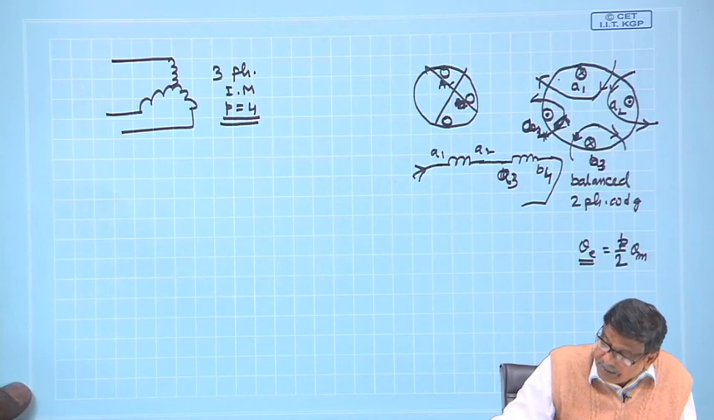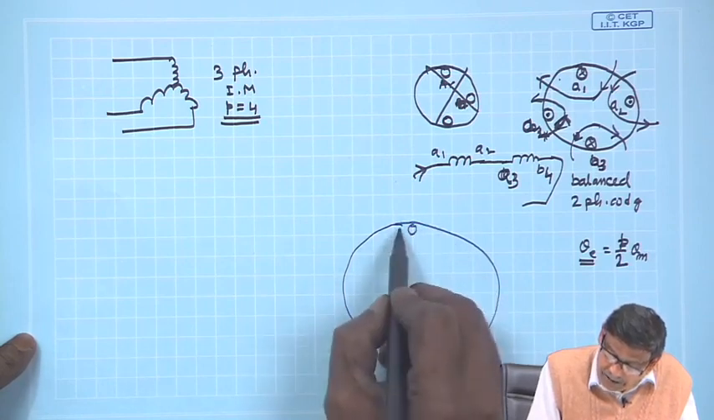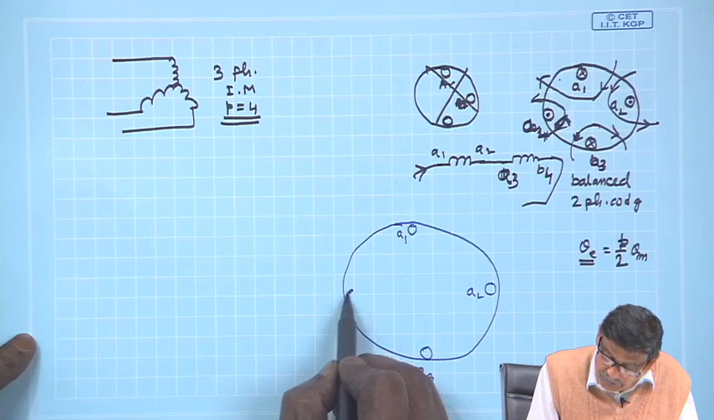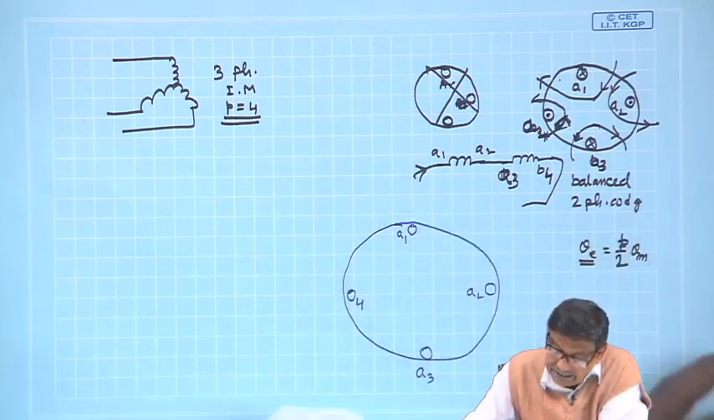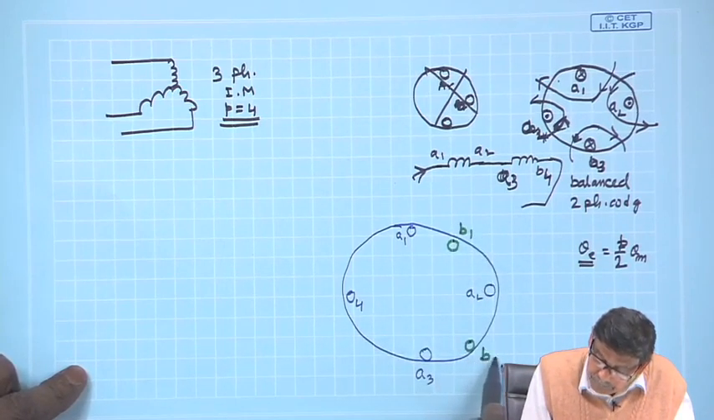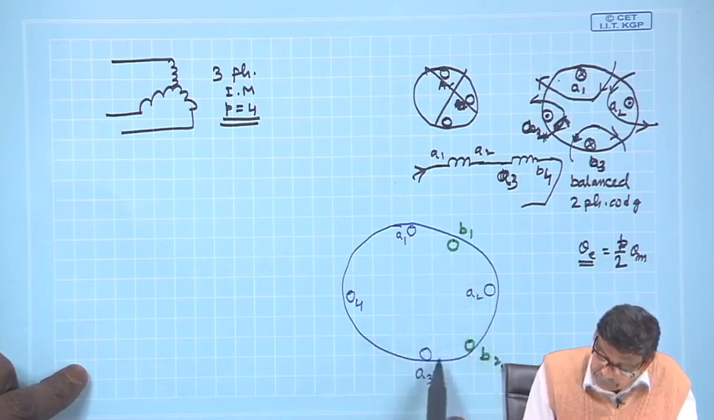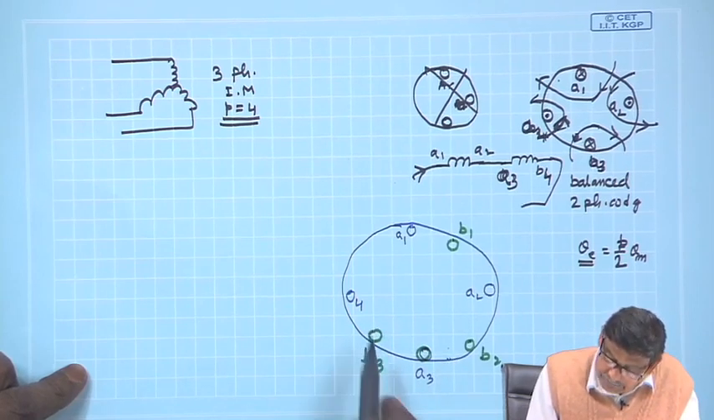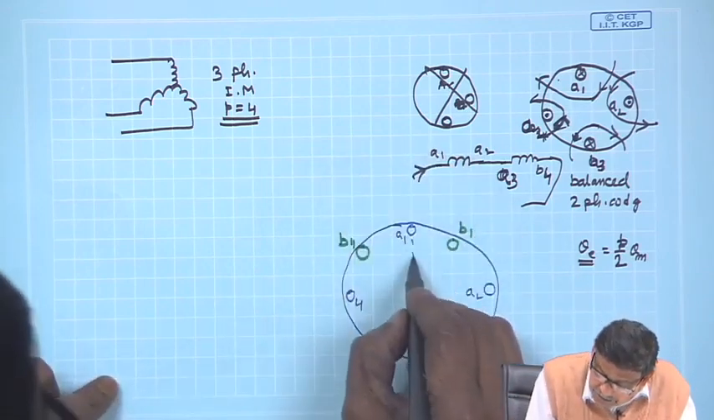Therefore, I will draw it nicely here. This is suppose your A phase coil, A1, A2, A3, A4. And the B phase coil start will be 45° after this, and I denote it by this. So, here it will be B1, here it will be B2, 45° apart, and here it will be B1, B2, and here it will be 45° B3 and B4. Therefore, the same pattern shifted by 45° mechanical.